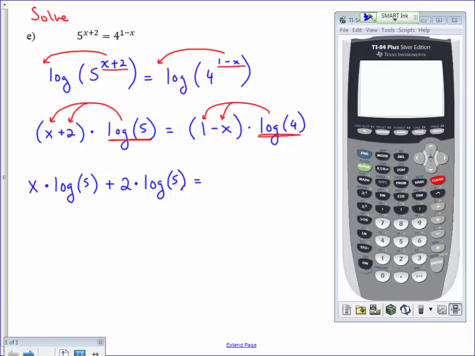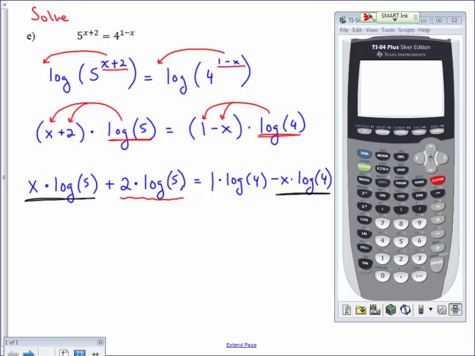Doing something similar on the left side, we would have 1 times log of 4, and then minus x times log of 4. From here, notice that I now have two terms that contain x variables. I have a term here and a term here. Both of those two terms need to basically occur on the same side, so one of these needs to be moved. Also notice that we have a term here that does not contain an x.